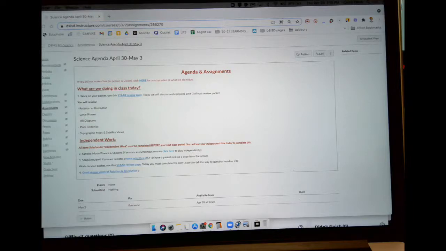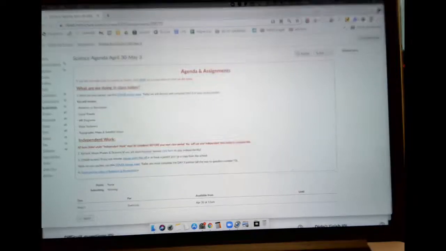For independent work, there will be a Kahoot linked here if you wanted to play an independent Kahoot to review some of those topics. There's also a good review at the bottom if you would like a helpful look and visualization at day-night and seasons, our rotation and revolution.